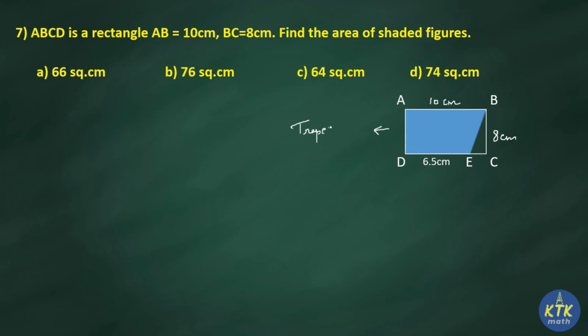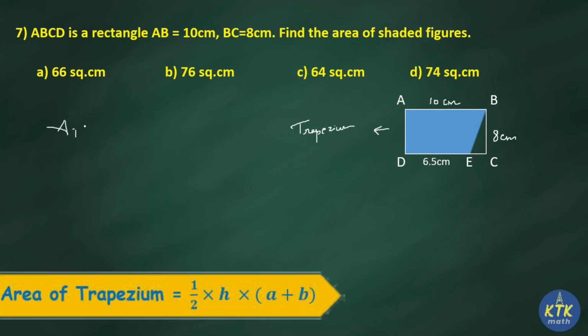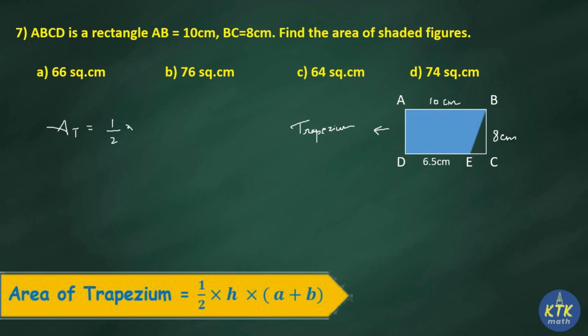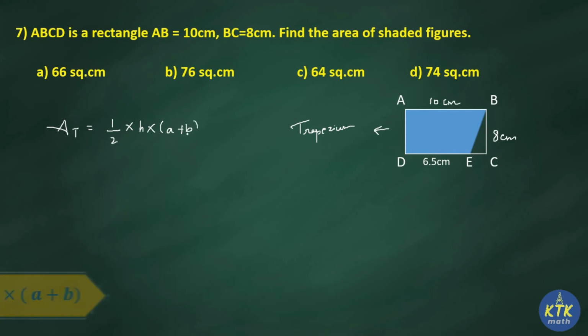Okay, so we know what is the formula for area of trapezium. Area of trapezium is half into h into a plus b. Okay, so just substitute the values. It's very simple one. So half into what is h? H is nothing but the width of rectangle. Clear? So BC 8. So height of this trapezium is 8. A plus b is the length of parallel sides, 10 and 6.5. So directly I can write it as 16.5. Okay, so the cancellations, 2, 8 how many times?